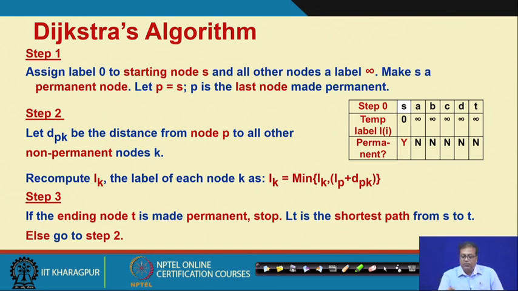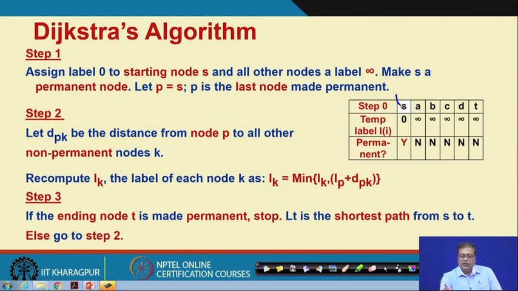Then we make a small chart like this, that step 0, S, A, B, C, D, T, these are all the nodes. The temporary level is 0, infinity, infinity, all those are infinity. Permanent, yes. So, this is permanent. Which one is the last node to have been made permanent? That is S, right.